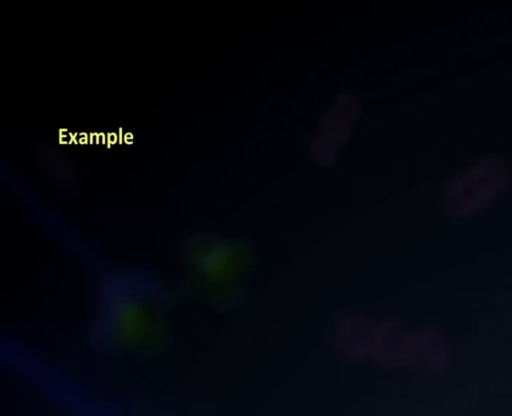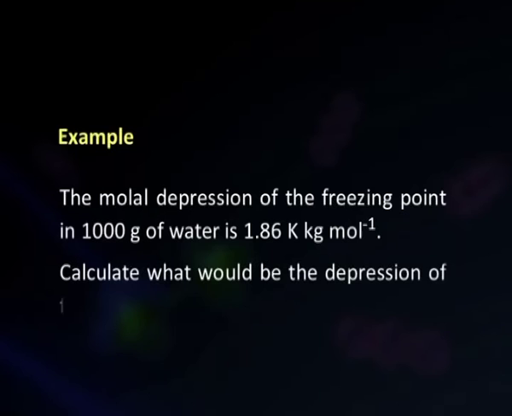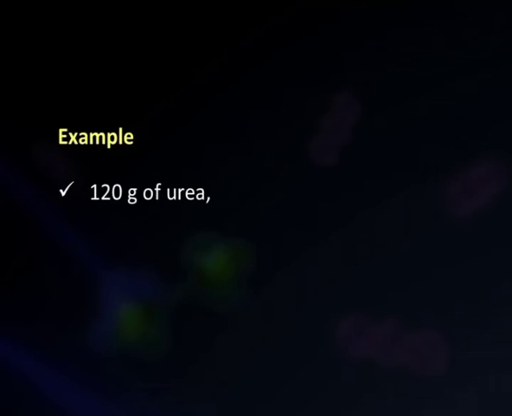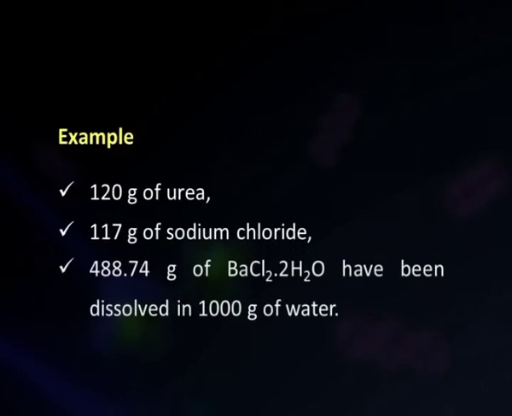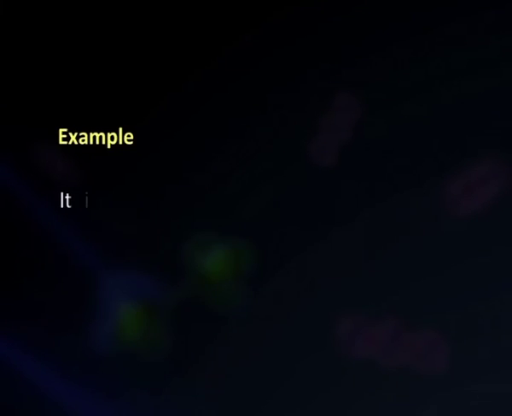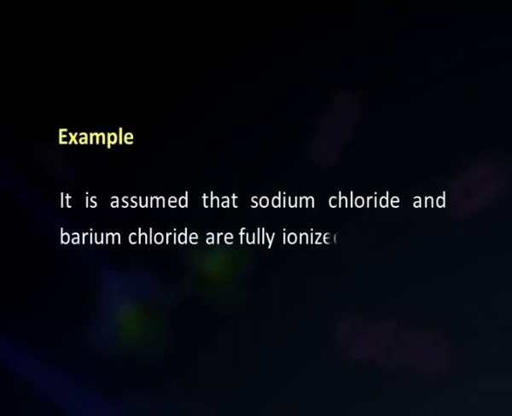There is another example. The molal depression constant of the freezing point for 1000 grams of water is 1.86 Kelvin kg per mole. Calculate what would be the depression of freezing point of water when 120 grams of urea, 117 grams of sodium chloride, and 488.7 grams of barium chloride 2H2O have been dissolved in 1000 grams of water. It is assumed that sodium chloride and barium chloride are fully ionized, that is, their degree of dissociation is 1.